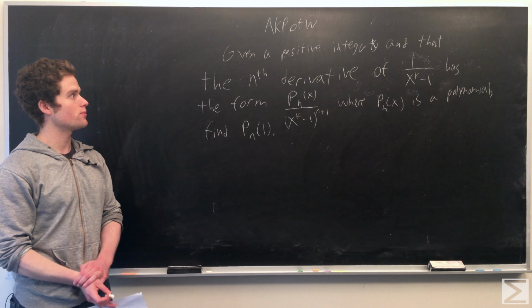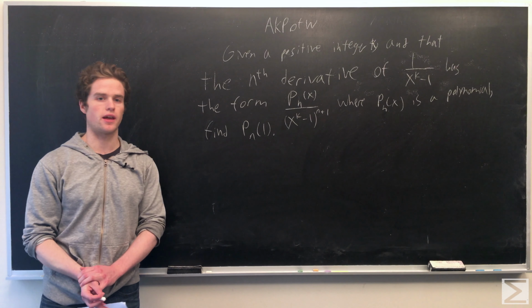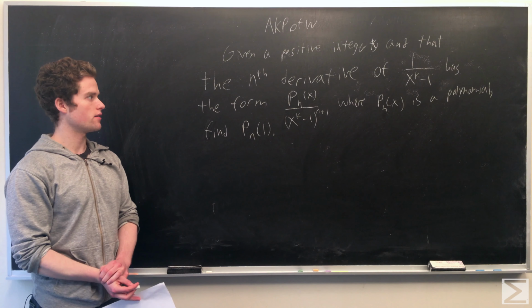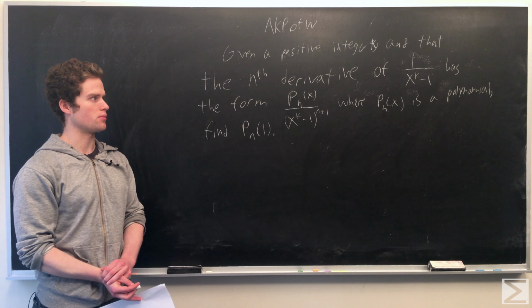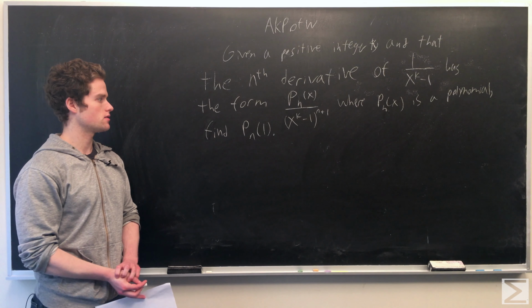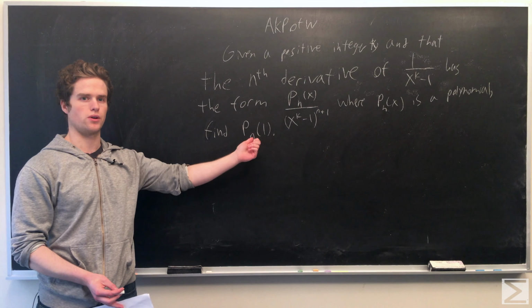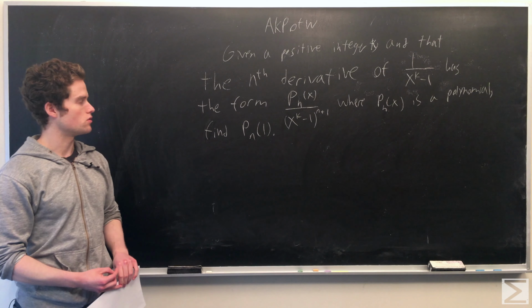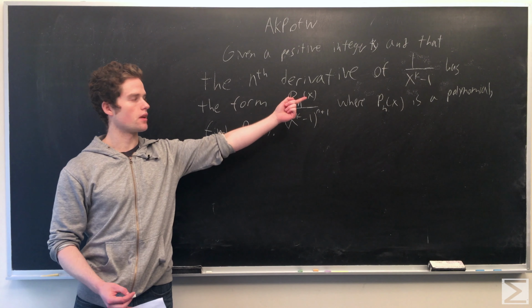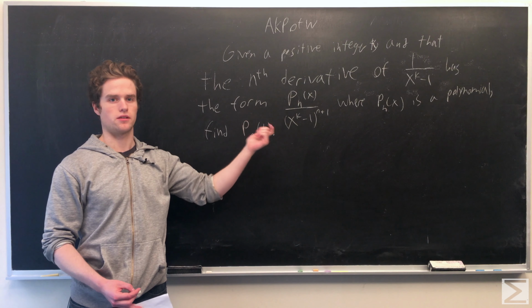For this week's problem, we're given a positive integer k, and that the nth derivative of 1 over x to the k minus 1 is p_n of x over (x to the k minus 1) to the n plus 1, where p_n of x is some polynomial in x. We want to find p_n of 1, so when x equals 1. To do this, we're going to break up our fraction into two fractions, take the derivative, recombine the fraction, and get our answer.